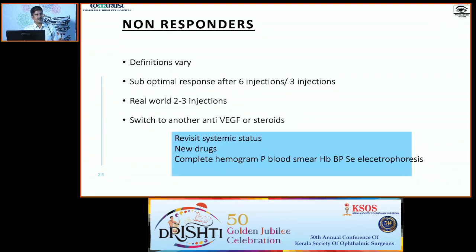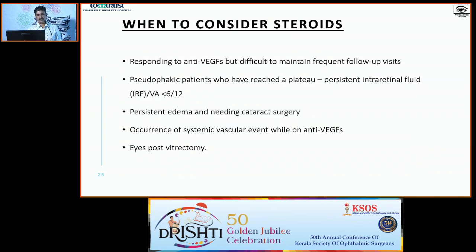But the most important thing, if you see a non-responder, is to always revisit the systemic status of the patient. See if any new drug has been added by the physician. Also, I make it mandatory to get a complete hemogram, CRP, ESR, peripheral blood smear, HB, BP, and in very suspicious cases, get a serum electrophoresis, because multiple myeloma and gamma globulinemia can mimic resistant DMEs.